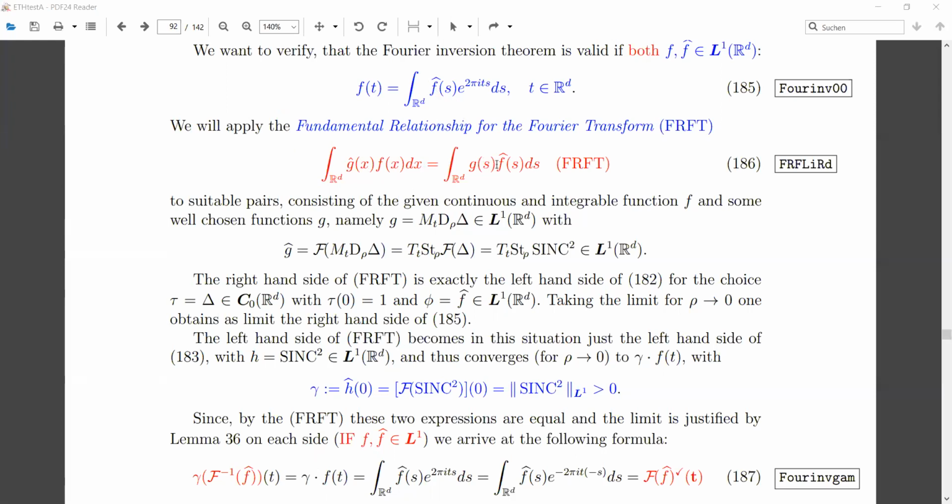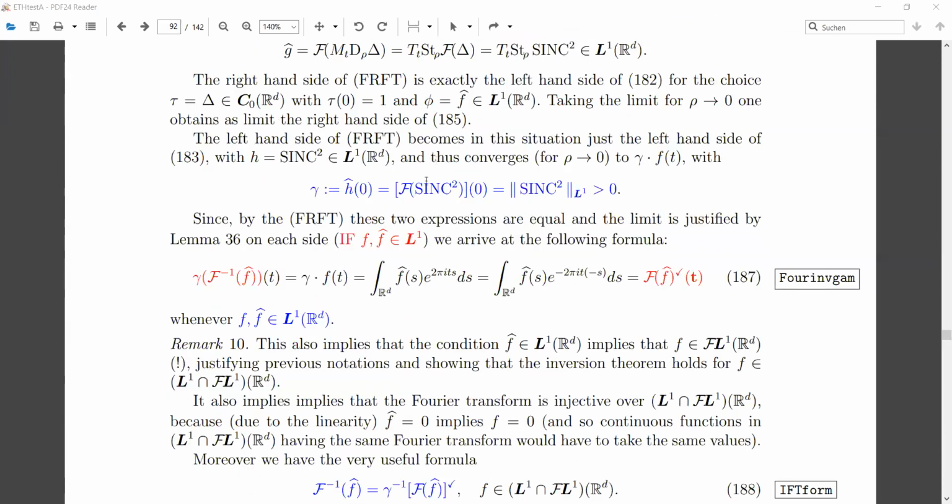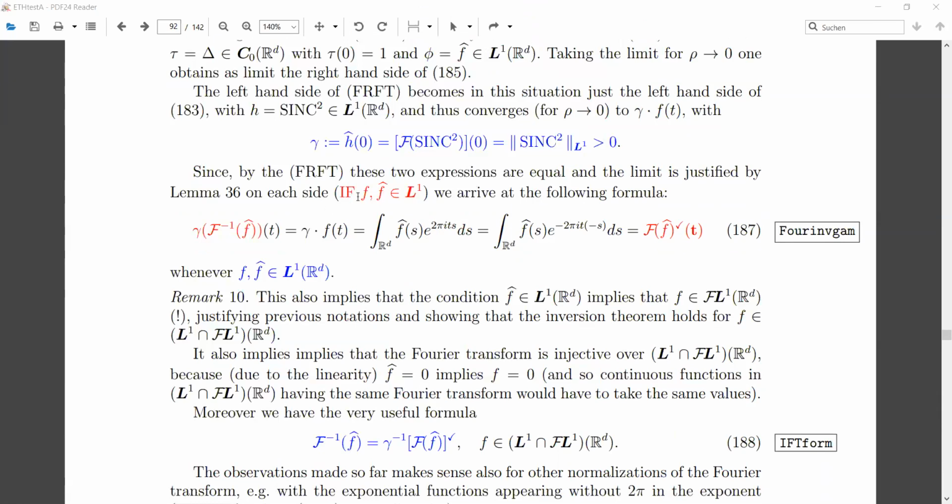So you have this identity for both functions g and f in L1. You make appropriate choices, and if f and f hat are integrable, the limit is justified. We had a problem with the normalization. So up to this point, with completely elementary means, we can show that the Fourier transform on L1 is injective, and you have the inversion formula, but on f in L1 intersected FL1, but the normalization depends on your choice.